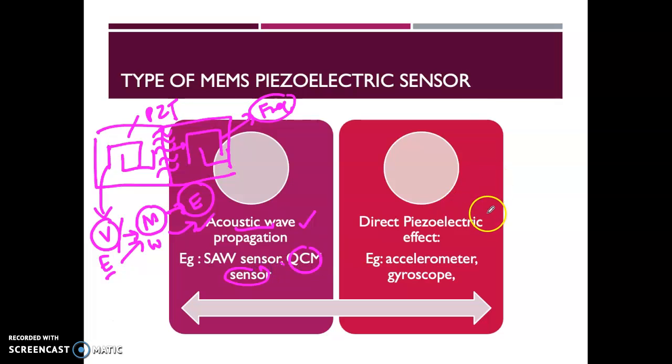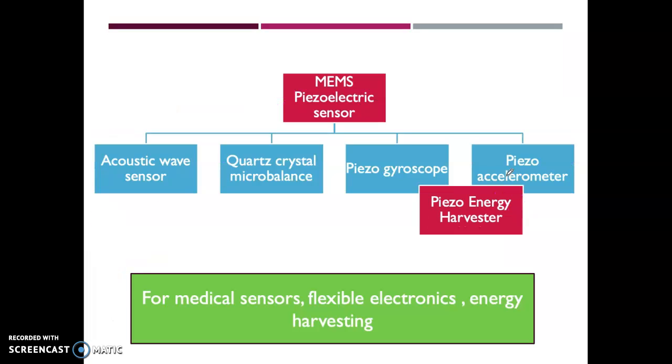Okay. So how about direct effect? For direct effect there is only one type of conversion. Your input will be either mechanical, temperature, or change of pressure, and the output will be in terms of voltage, right? Let's say the input is acceleration, then your output will be voltage. So it's only one conversion. Again, these two are the acoustic wave, and these two are the direct effect.